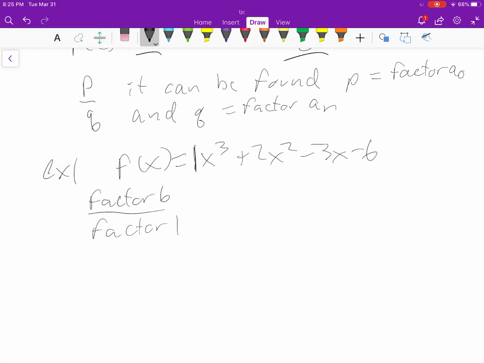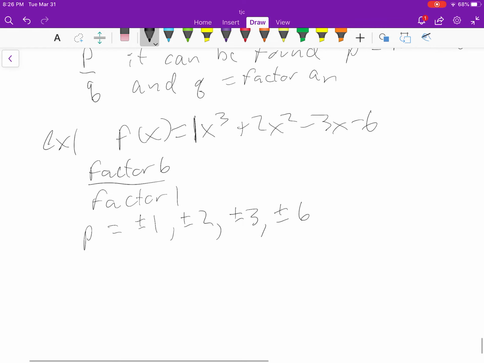Okay, so what are all the factors for P? All possibilities for P are factors of 6, which are plus or minus 1, plus or minus 2, plus or minus 3, plus or minus 6. Remember that negative 6 can be factored into negative 1 and negative 6. So you have the negative factors as well as the positive factors.